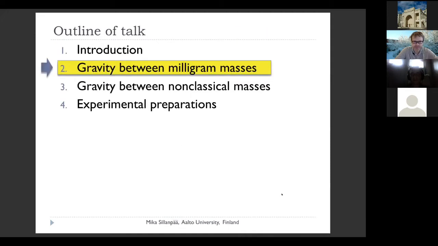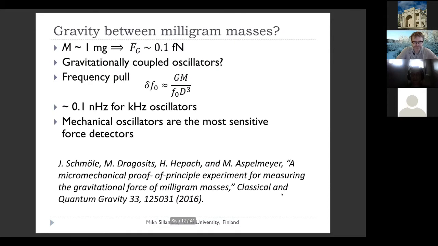Okay, that was the introduction. Then what is our proposal? First of all, to measure gravity between very small masses using these mechanical oscillators. How big is it? If we have 2 masses of 1 milligram each, the gravitational force between them at some relatively small distance will be 0.1 femtonewtons. Is this big or small?